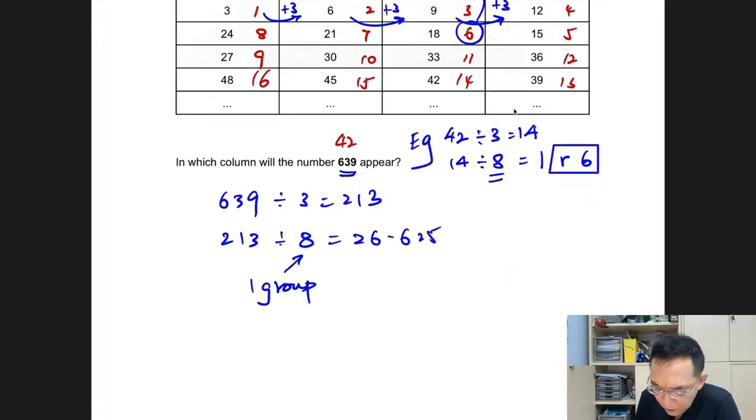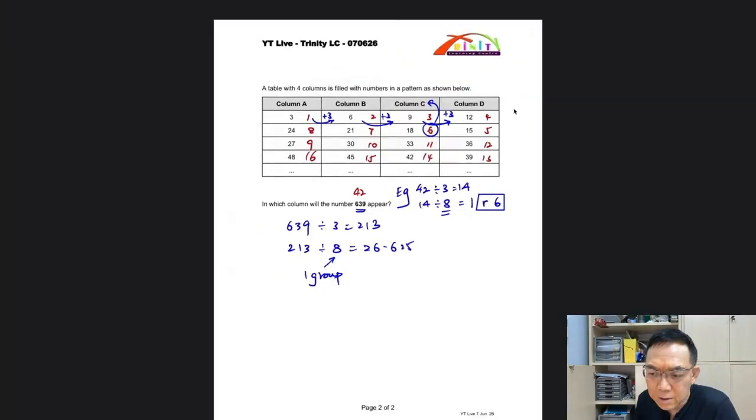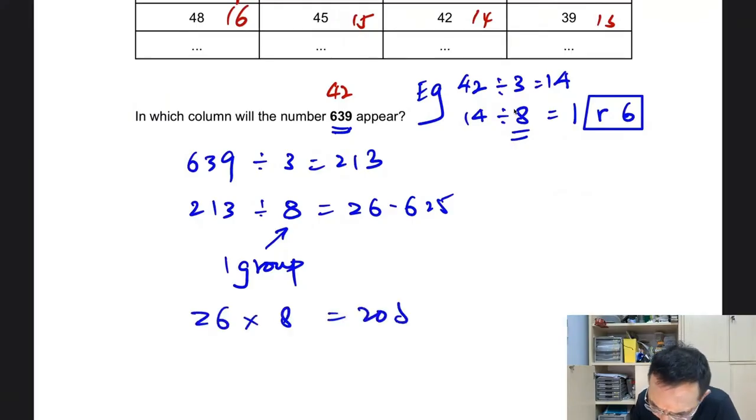Okay, now what should I do next with my calculator? Now that I know this, 26 times 8. Very good. So now if I take 26 times 8, I will get 208 numbers. Okay? What am I going to do next?